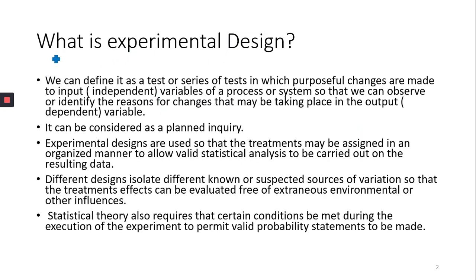Now what is an experimental design? When we talk of an experimental design, we are looking at tests or a series of tests in which purposeful changes are made to the input. The input is what we refer to as the independent variables of a process or a system, so that we can observe or identify the reasons for changes that may be taking place in the output, which we refer to as the dependent variables. It can be one dependent variable or a set of dependent variables.